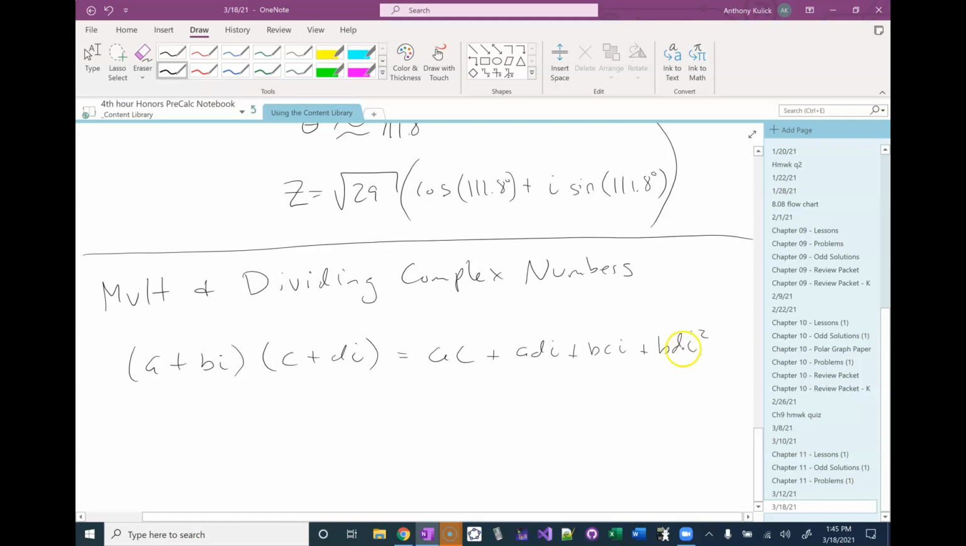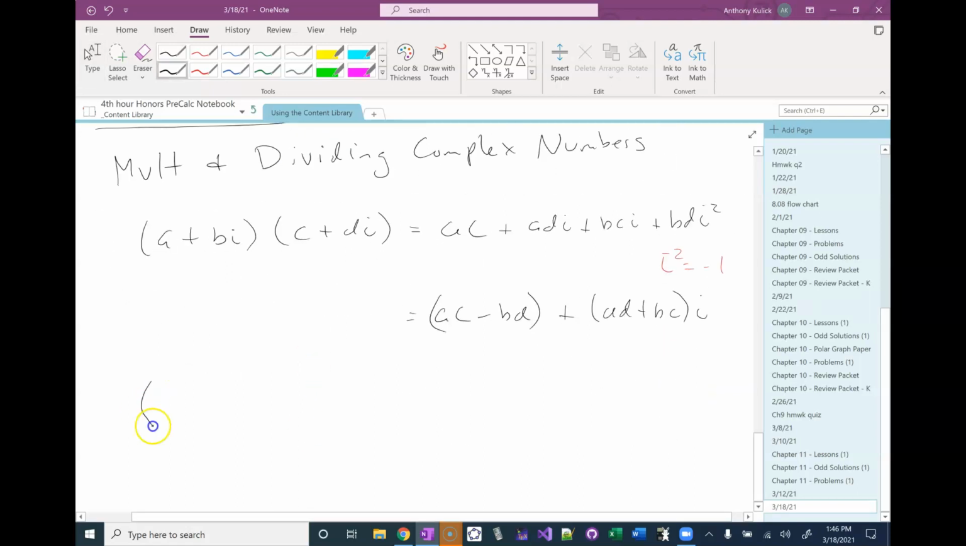And remember that i squared is equal to what? Is it negative 1? Good. So I have then ac minus bd, that's my real term, plus ad plus bc i, that's my imaginary term. Basically, we can just FOIL stuff out, right?